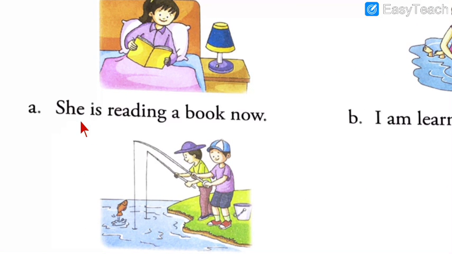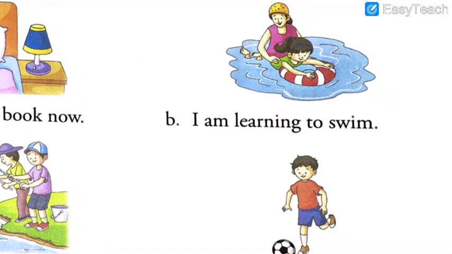Sentence A. She is reading a book. What is she doing? Is reading. Sentence B. I am learning to swim. What am I doing? Am learning.